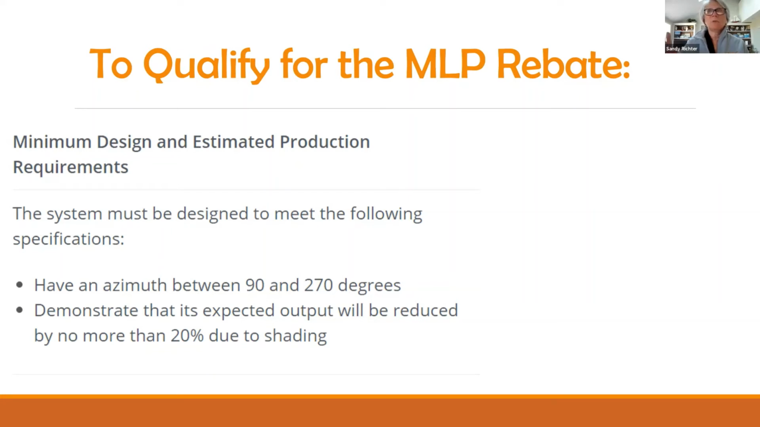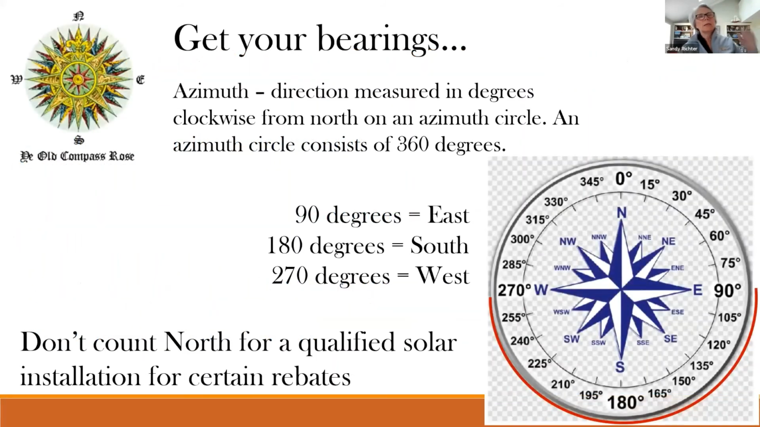And that means that even when the sun is lowered in the sky in the wintertime, more shading might be put onto your roof due to trees or a tree line. It most likely will be, but it can't cut the full annual production more than 20%. So next slide, we're going to talk about what an azimuth reading is. This is to get your bearings a little bit.